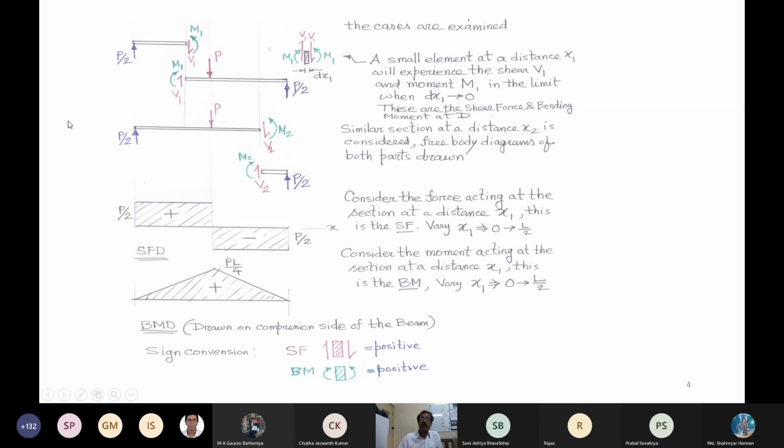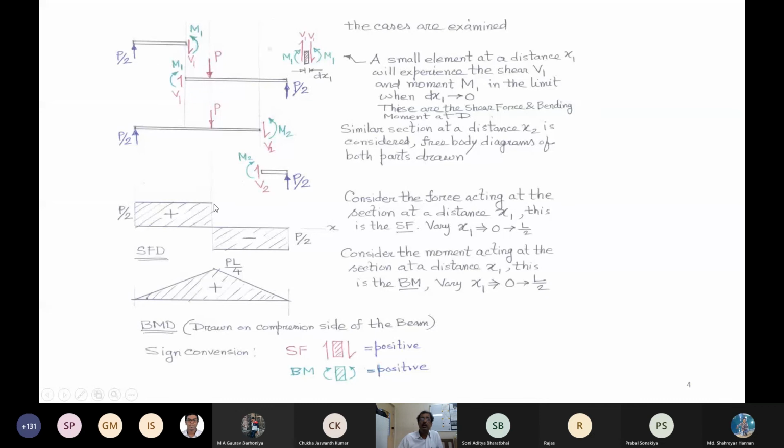Now what you see from here, P by 2 is making it anti-clockwise. It is positive because you are looking towards your left. And once you are here, this P by 2 tries to rotate it like this. So this is also positive. So you have a positive bending moment diagram and a positive and negative combination of shear force. You will later on learn that this shear force is actually the slope of this curve. So it has a constant slope. That is why the shear force is also constant.